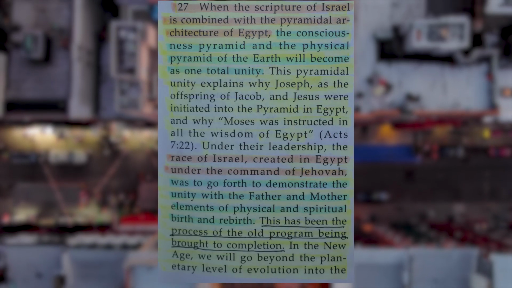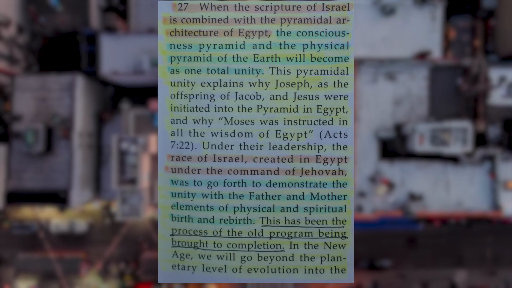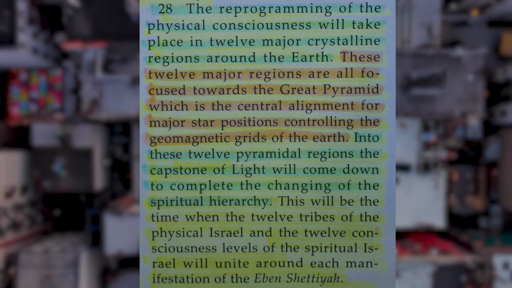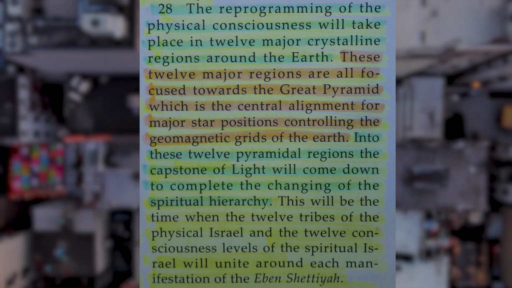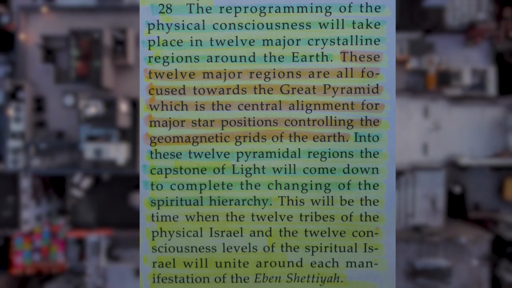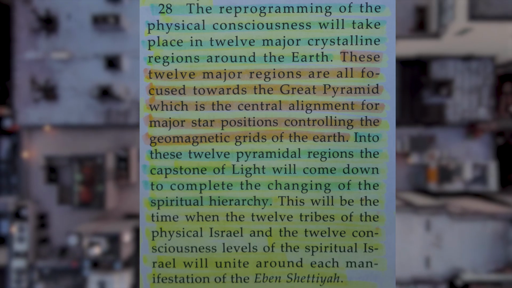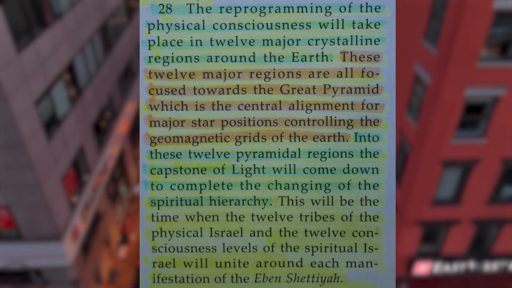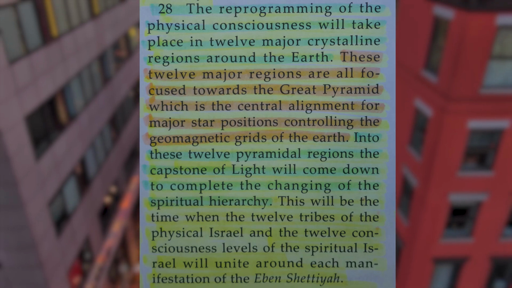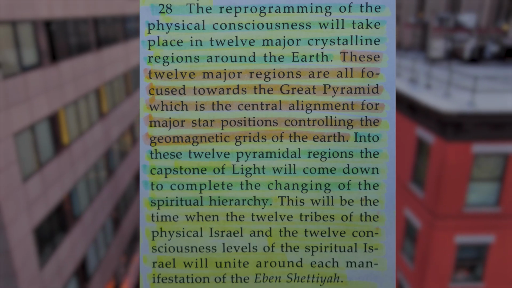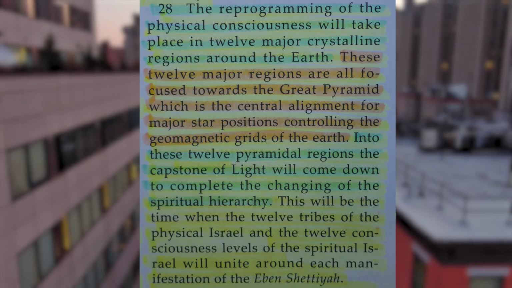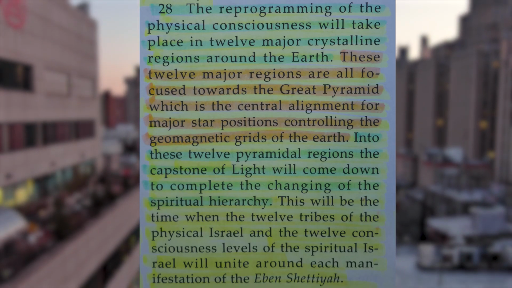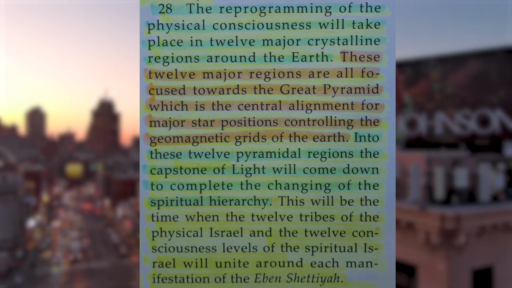In the new age, we will go beyond the planetary level of evolution into the myriad star kingdoms of the infinite way. The reprogramming of the physical consciousness will take place in 12 major crystalline regions around the earth. These 12 major regions are all focused towards the Great Pyramid, which is the central alignment for the major star positions controlling the geomagnetic grids of the earth. Into these 12 pyramidal regions, the capstone of light will come down to complete the changing of the spiritual hierarchy.